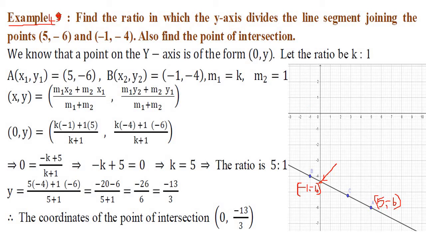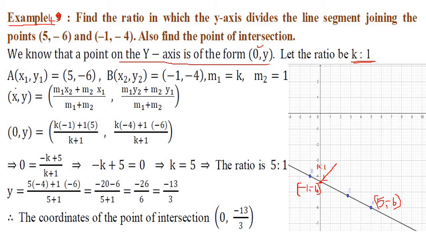So this line is on the y-axis. If the point is on the y-axis, it is of the form (0, y). There is no x-coordinate, and the y is as it is, (0, y). Let us consider that the y-axis divides the line segment AB in the ratio K:1. We don't know the ratio, that's why let us take K:1 as the ratio.